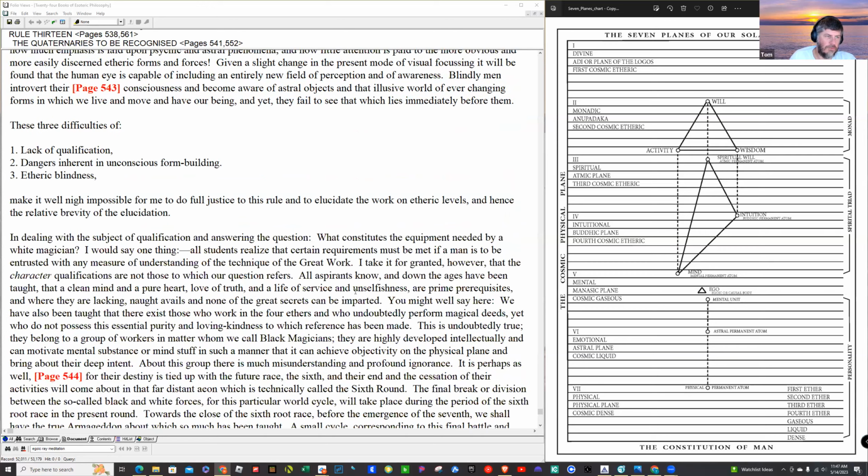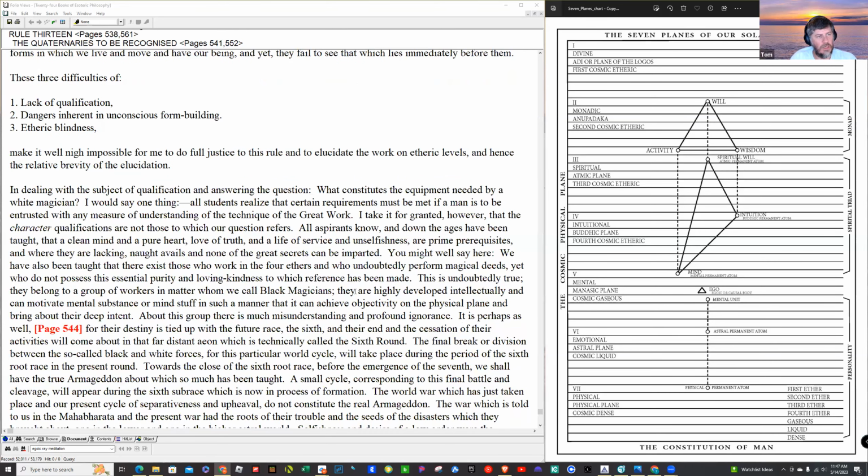These three difficulties: one, lack of qualification; two, dangers inherent in unconscious form building; and three, etheric blindness, make it well nigh impossible for me to do full justice to this rule and to elucidate the work on etheric levels, and hence the relative brevity of the elucidation.